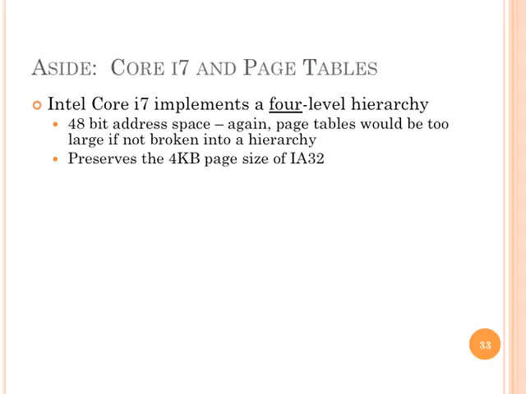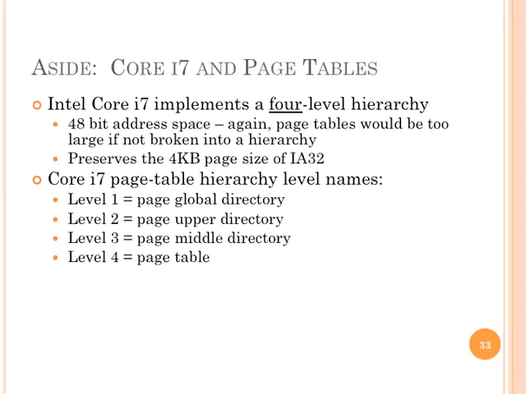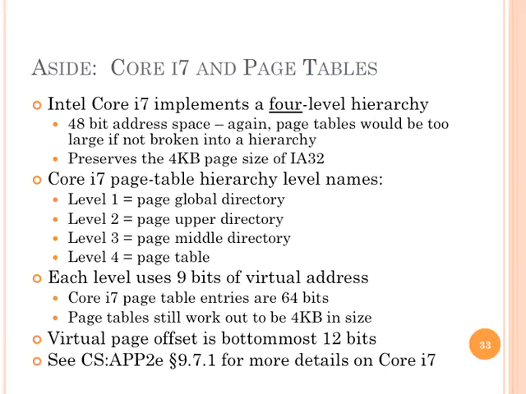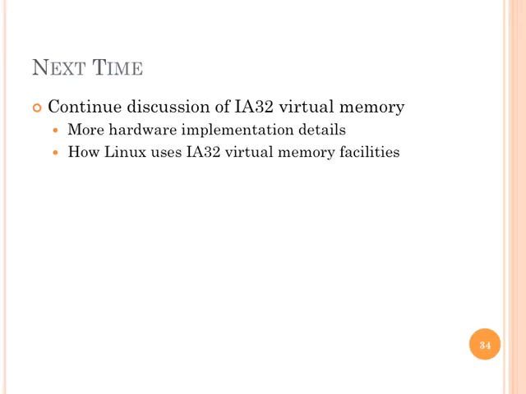And so, again, we pick 12 bits for the page offset, so we still have 4K pages. That leaves 36 bits for other things. And so we have 4 levels, 36 divided by 4, so we have 9 bits for each entry. Like I say here, each level uses 9 bits, and the virtual page offset is still the bottommost 12 bits. Okay, so there's a section in the book if you're curious about that.